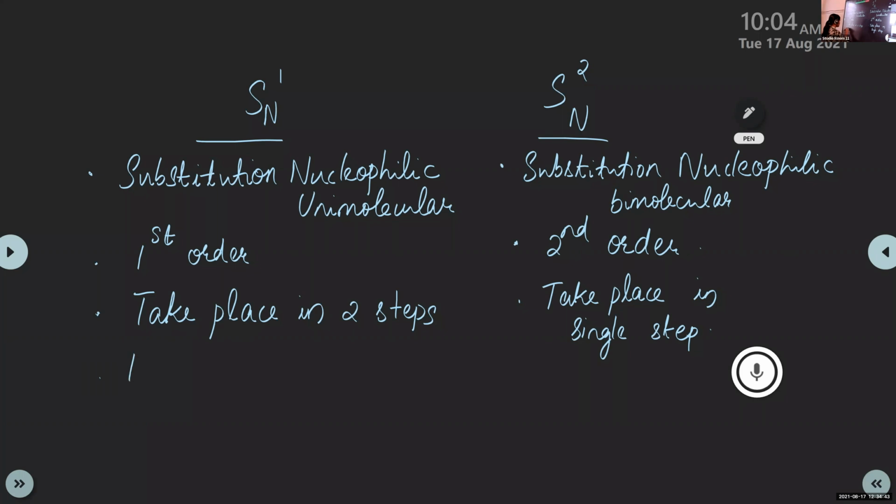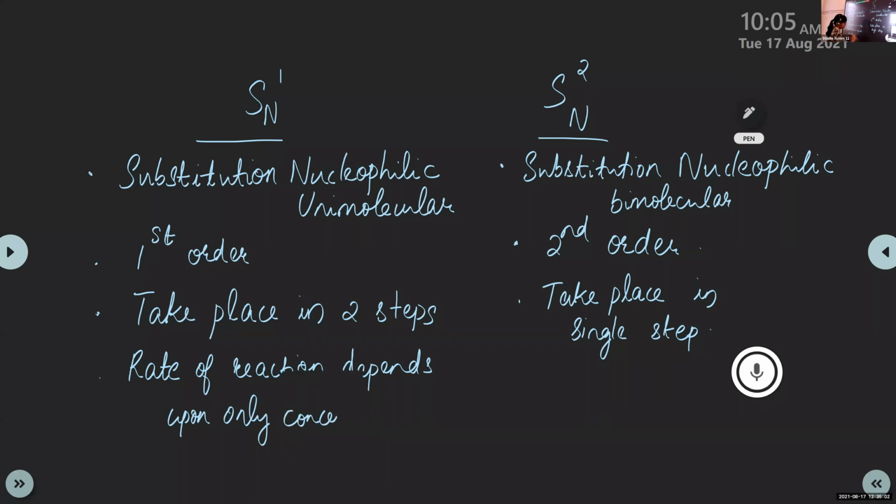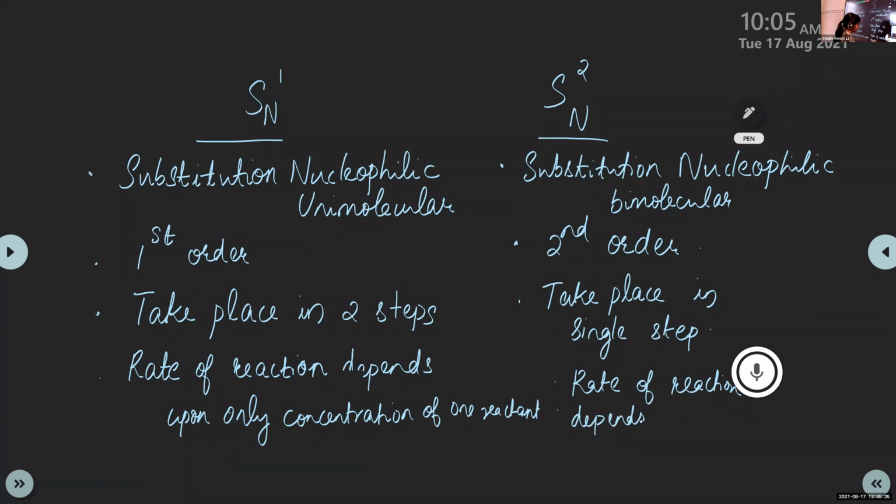Then here, along with first order, you can also write that the rate of reaction depends upon only the concentration of one reactant. Then in the case of SN2, the rate of reaction depends upon the concentration of two reactants.